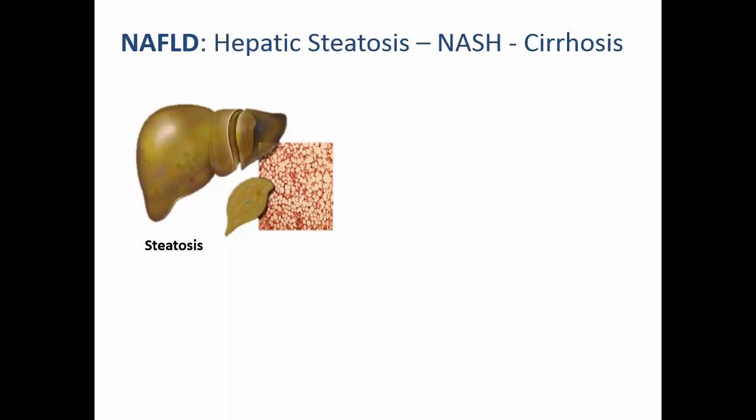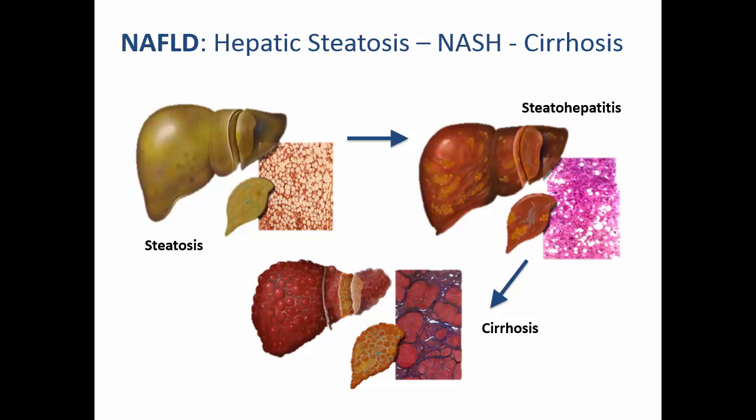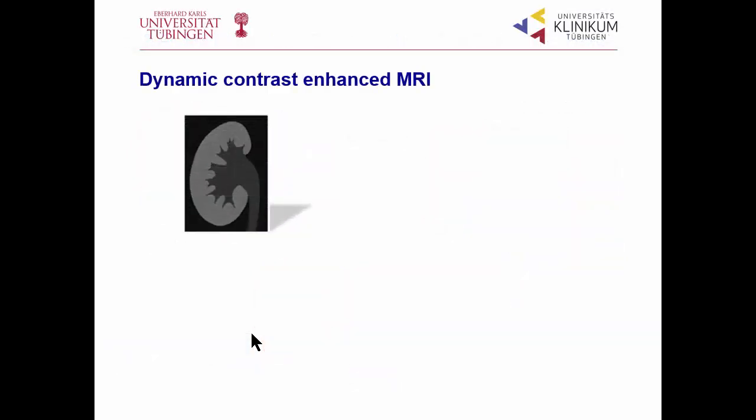And when we have steatosis, we might also get an inflammatory component, steatohepatitis, fibrosis, and cirrhosis. And we want to have an imaging method to non-invasively distinguish and quantify the inflammatory and fibrotic component of liver disease, so that we can predict the occurrence of complications related to hepatic disease.